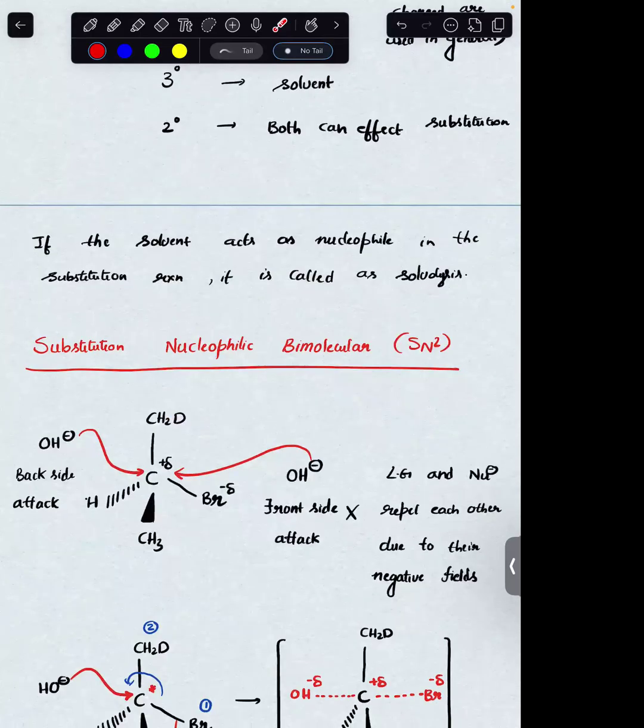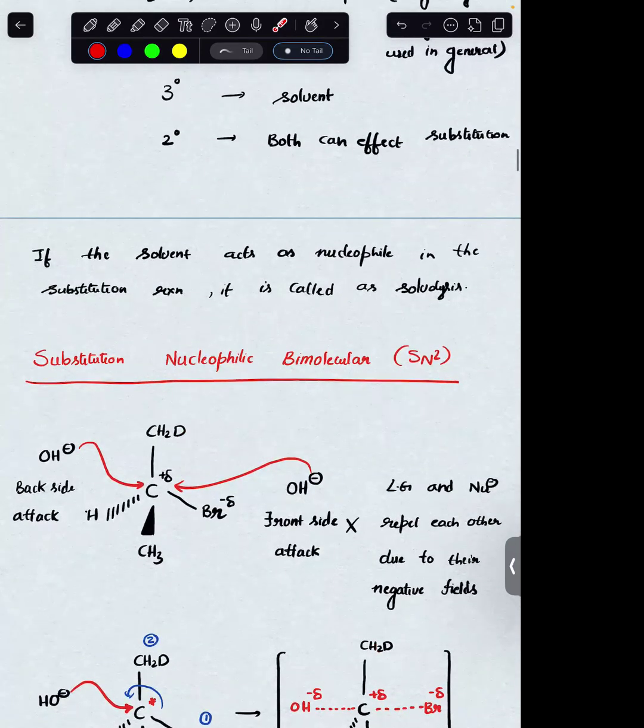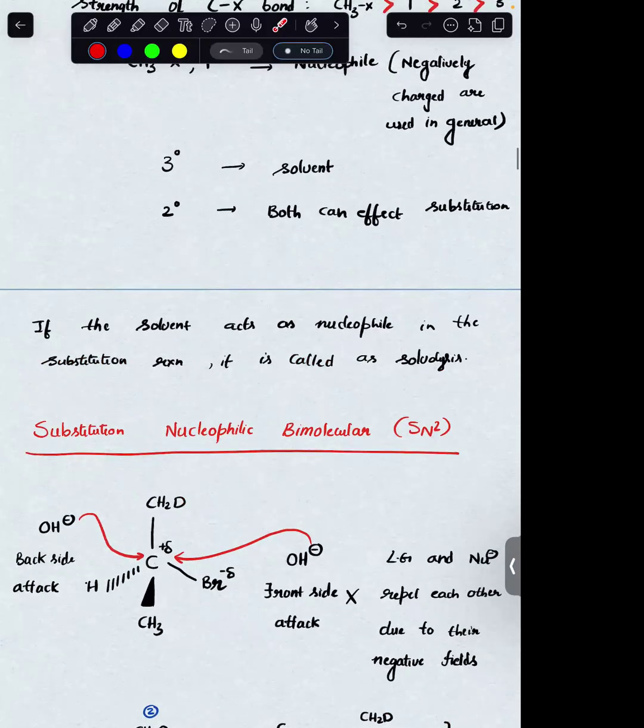Okay, everyone. SN2, substitution nucleophilic bimolecular. So what happens in SN2 is there is no formation of carbocation. If there is no formation of carbocation, there is no rearrangement possible. So if there is no formation of carbocation, that means the nucleophile, whatever we are going to choose, has to be stronger.